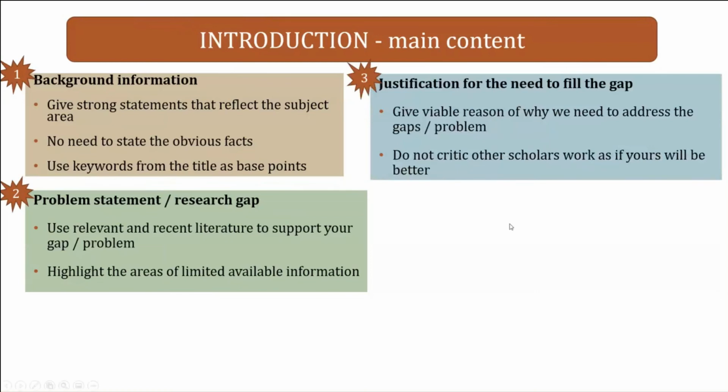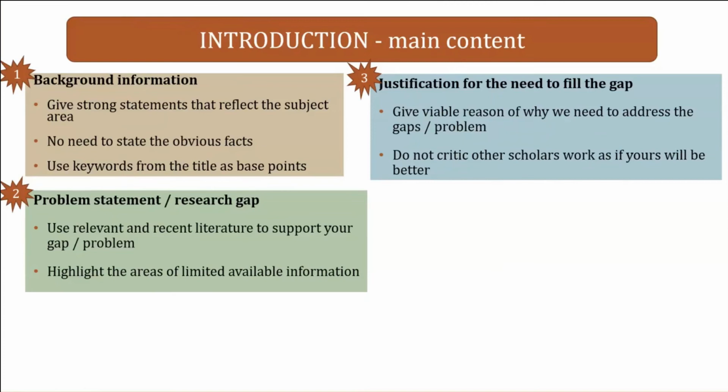Justification: you have to give a viable reason why you need to address the gap. First, in the green one, you highlight that yes, there is a gap. Then you have to explain why you need to address the gap. This part is usually what students tend to miss. They explain there's a research gap, yes, but they don't highlight why you need to address that gap.